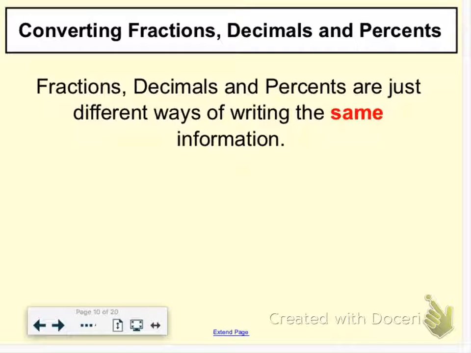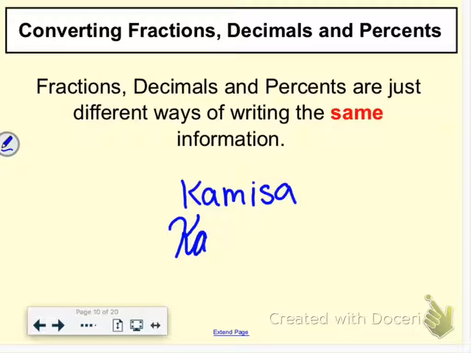So fractions, decimals, and percents are just different ways of writing the same information. It's kind of like if I were to write my first name. Okay, this is my first name. Is it a different name if I write it in cursive? No. Same name, just a different way of writing it. Just the same as writing fractions, decimals, and percents is the same information, just written in a different way.